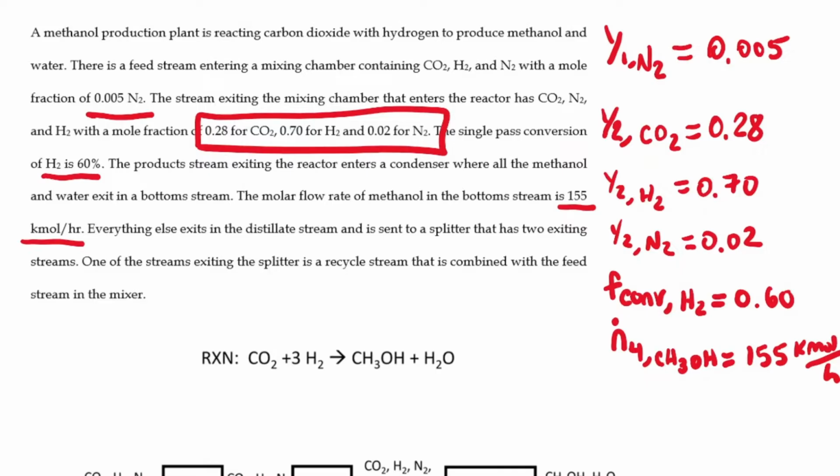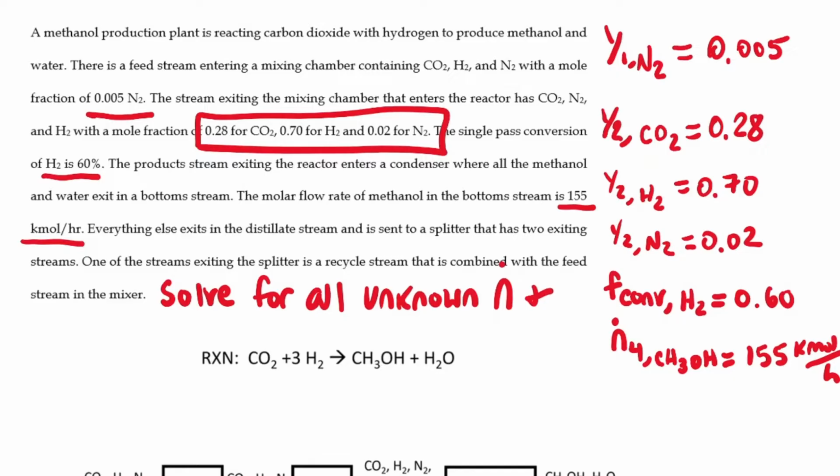Everything else exits in the distillate stream and is sent to a splitter that has 2 exiting streams. One of the streams exiting the splitter is a recycle stream that is combined with the feed stream in the mixer. And with this problem statement, what they're wanting you to look for is: solve for all unknown n dots, and get compositions as well.